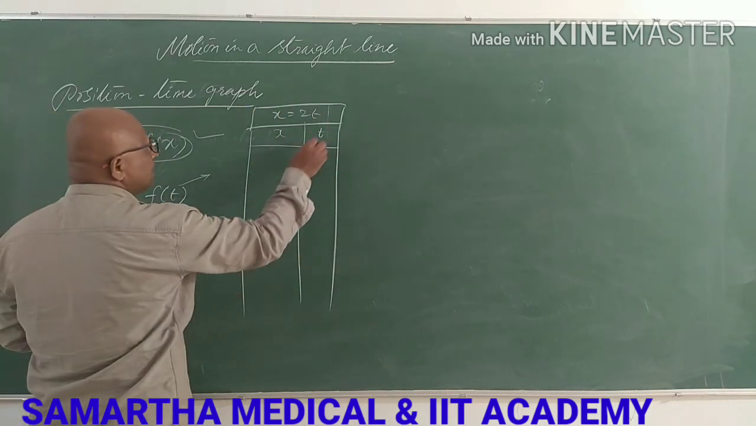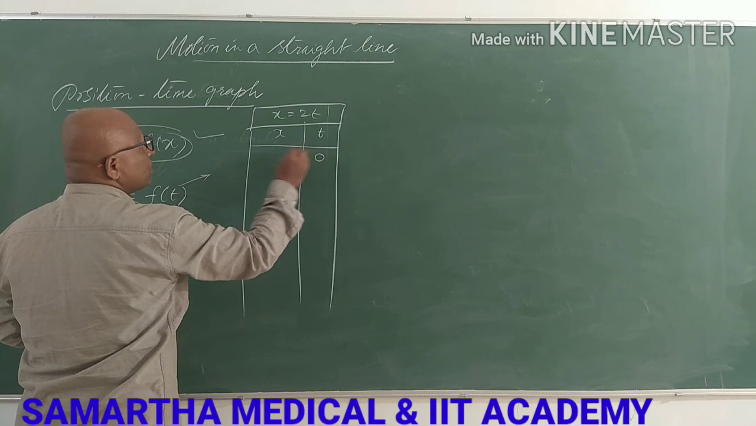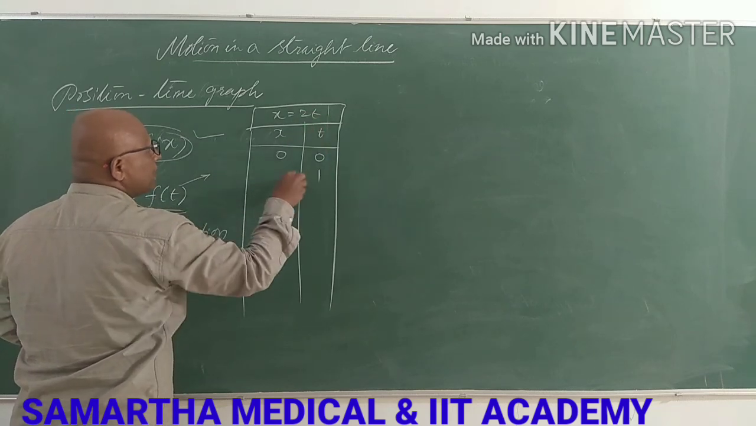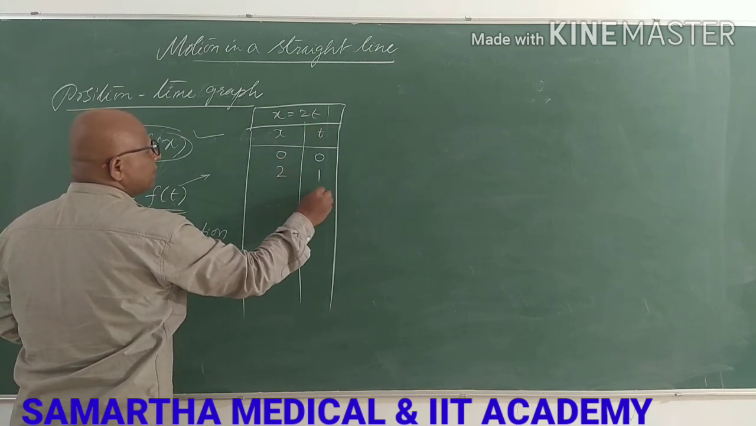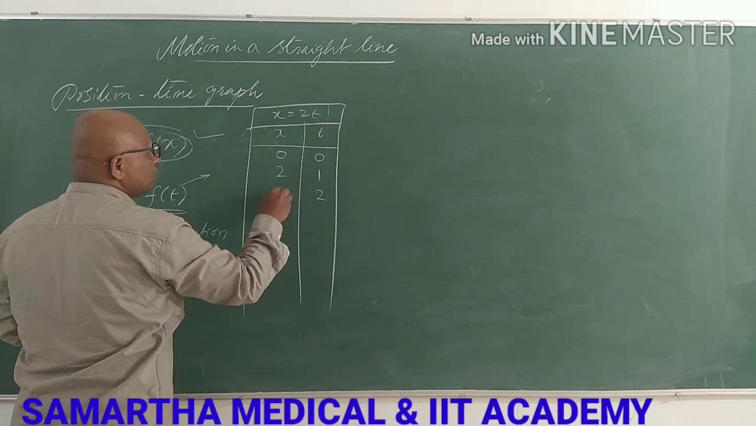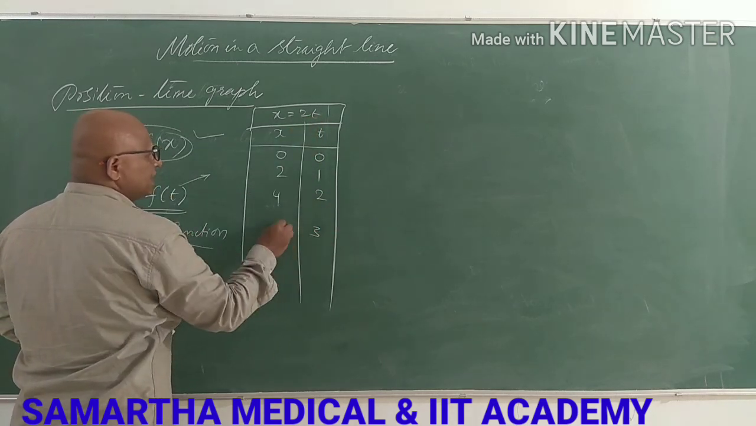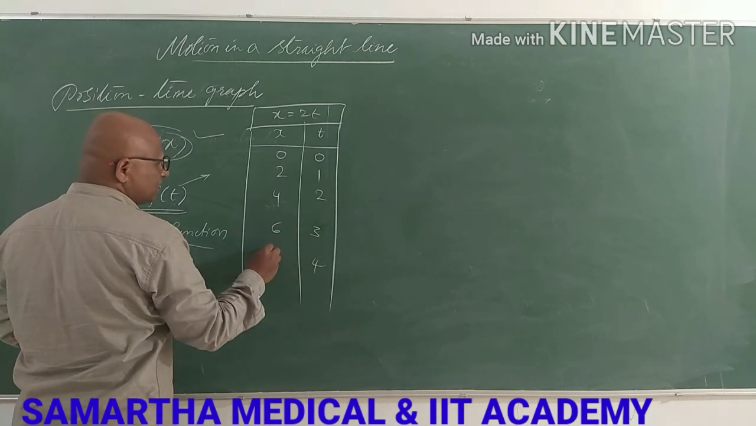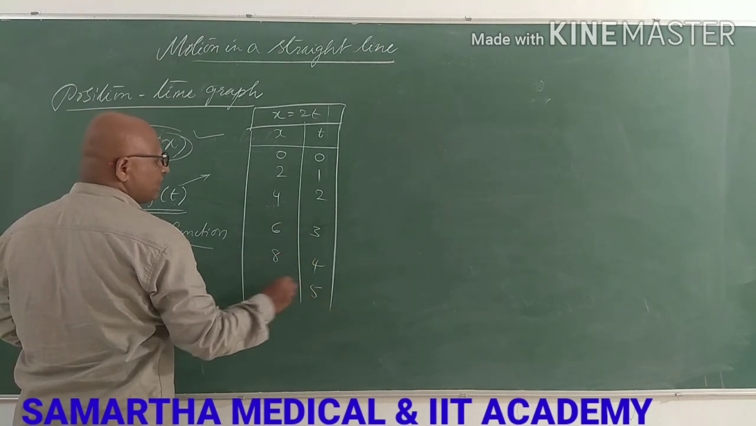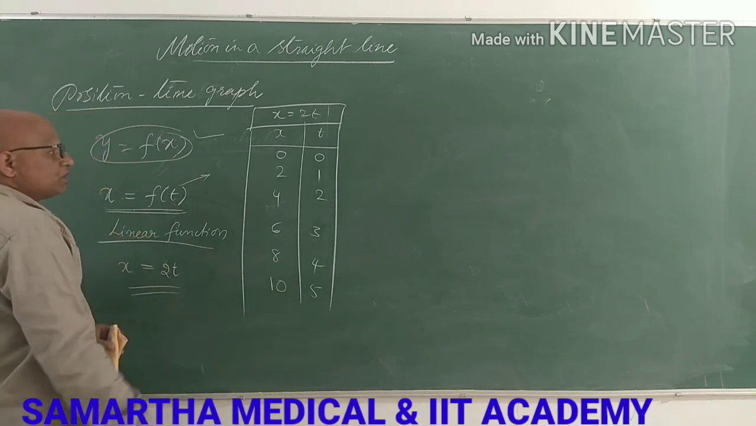What is x when t is equal to 0? X is also 0. When t is equal to 1, x is equal to 2. When t is equal to 2, two 2s are x is equal to 4. When t is equal to 3, three 2s are 6. When t is equal to 4, this is 8. And when t is equal to 5, this is 10. And it goes on like this.